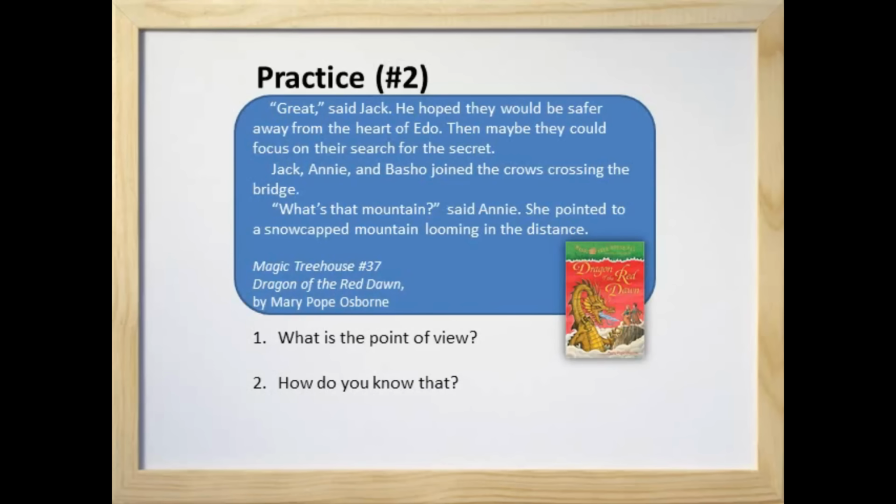Practice number 2, from Magic Tree House number 37, Dragon of the Red Dawn, by Mary Pope Osborne. "Great," said Jack. He hoped they would be safer away from the heart of Edo. Then maybe they could focus on their search for the secret. Jack, Annie, and Basho joined the crows crossing the bridge. "What's that mountain?" said Annie. She pointed to a snow-capped mountain looming in the distance.